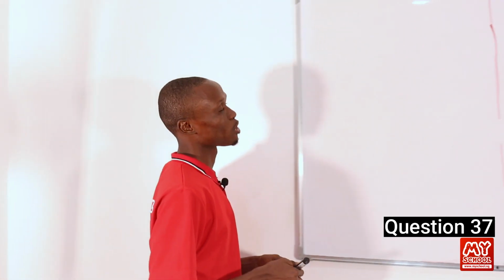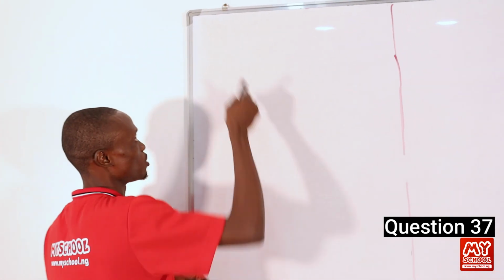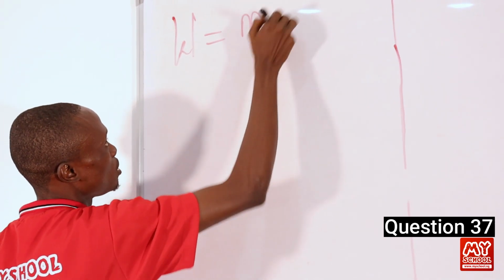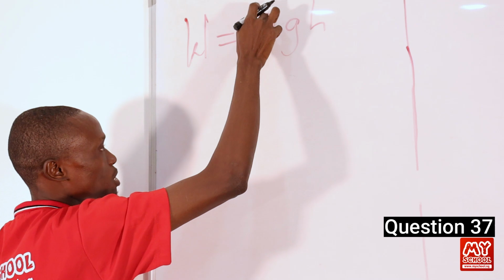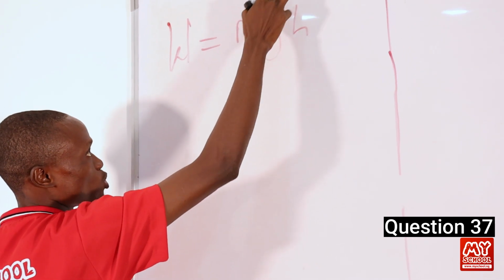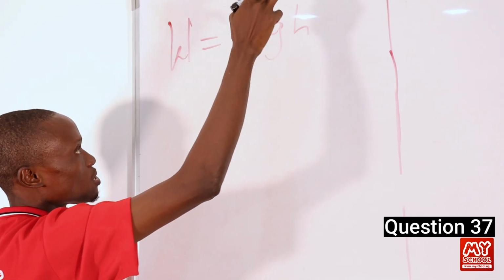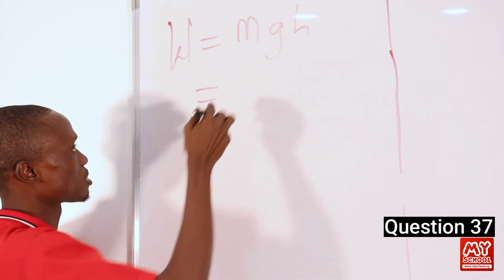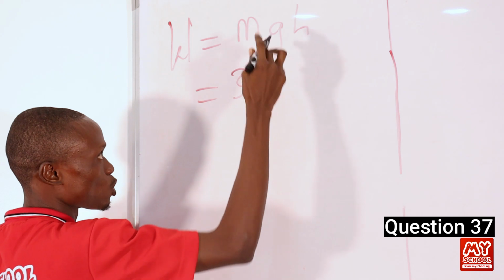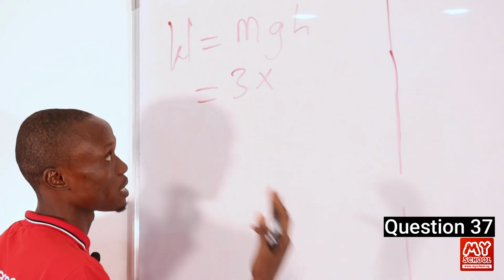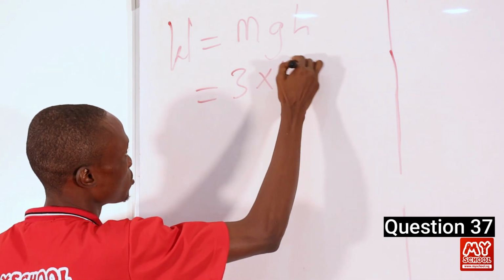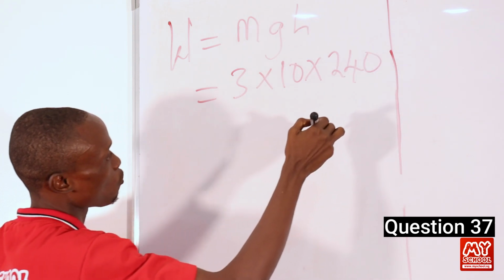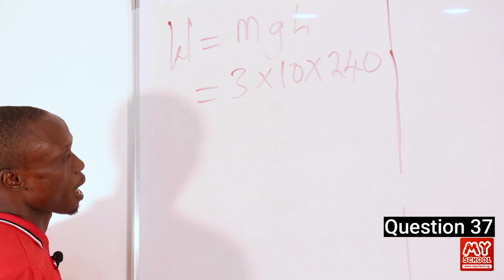We must not forget that work done against gravity is given as mgh, where m stands for mass, g stands for acceleration due to gravity, and h stands for the height. According to the question, the mass is 3 kg, times acceleration due to gravity, if you are not given, make use of 10 meters per second squared. So put 10 here times 240, which is the height.